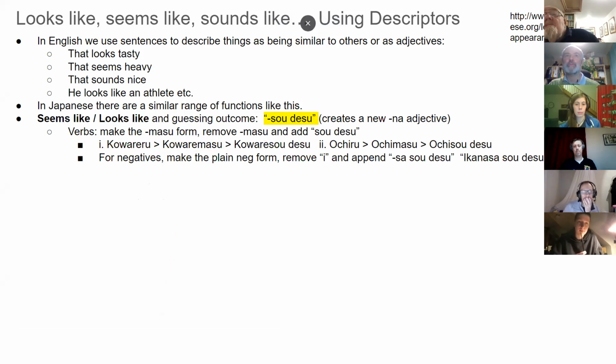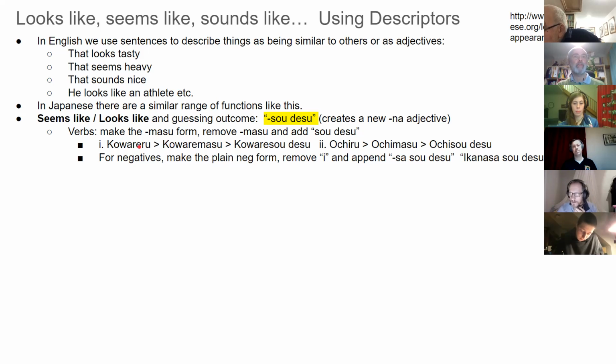Ochiru, group 2 verb, meaning to fall. If you want, for example, if I held this on my fingertips and you think, well, that's dangerous, that looks like it's going to fall. Ochiru, it's a bit easier with group 2 verbs. You can either start from the infinitive or start from the mas form and just remove the suffix and put sordes, ochi sordes. Okay, so far, guys?